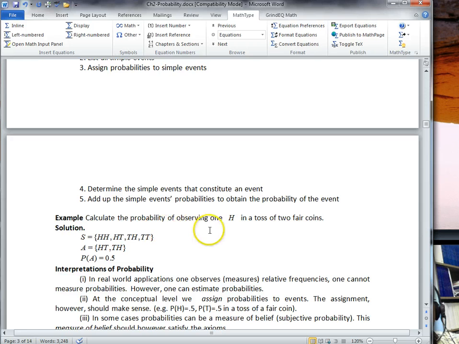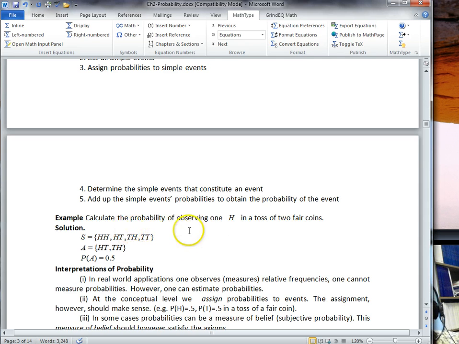And calculate the probability of observing, look at this example. Let's calculate the probability of observing one head in a toss of 2 fair coins. So if my random experiment is to toss 2 fair coins, my sample space would be head-head, head-tail, tail-head, and tail-tail. And because the coin is fair, each one of these elementary events would have a probability of 1/4.